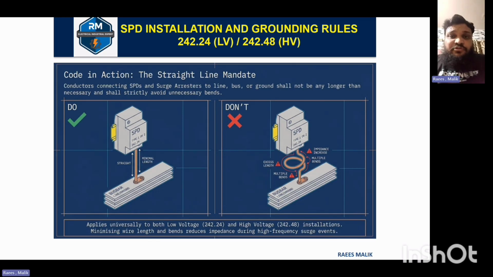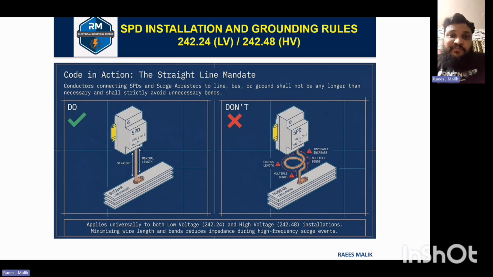So when it comes to SPD installation and grounding, 242.24 is all about low voltage, less than 1000 volt AC or 1500 volt DC. And 242.42 belongs to high voltage, greater than 1000 volt AC or greater than 1500 volt DC. This code tells us how we can install the surge arrestor appropriately as per OEM instruction.